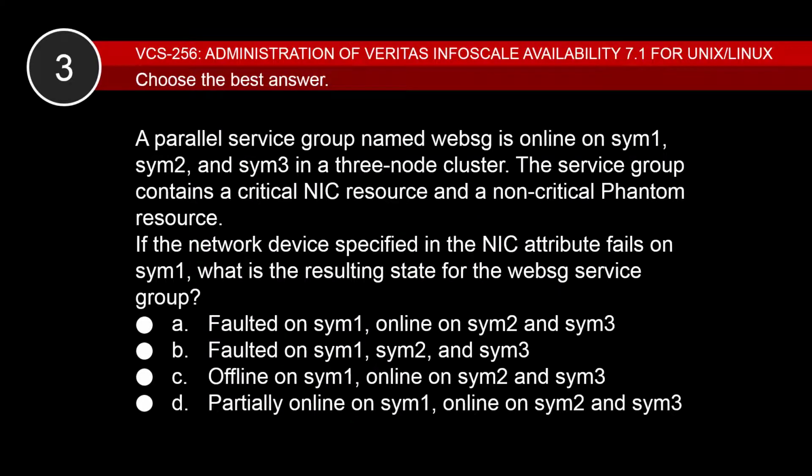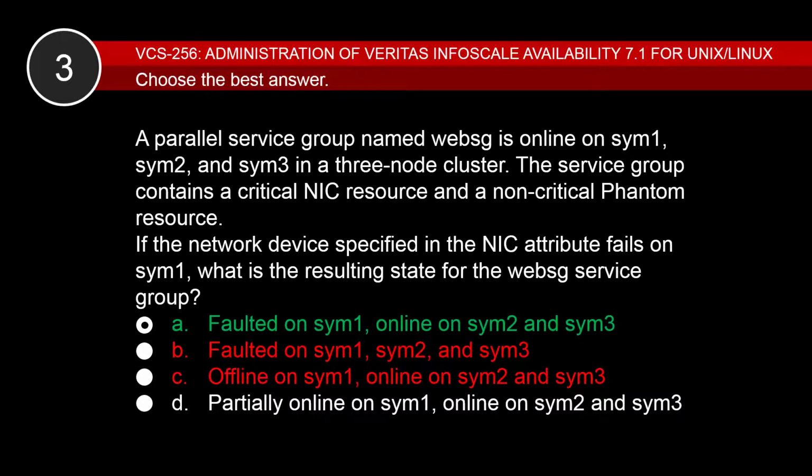A is the correct answer to this question. The service group is faulted on the system where the critical resource has failed, but remains online on other systems where there are no failures. B is incorrect because the failure on one system does not affect the status of service group on the other systems in the cluster, even when the service group is a parallel service group.